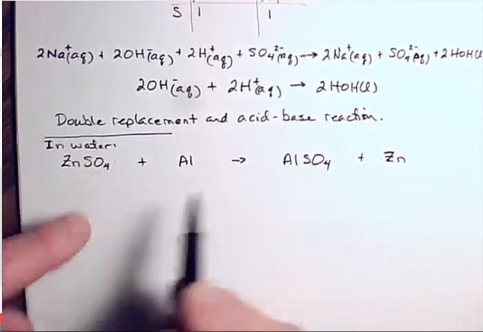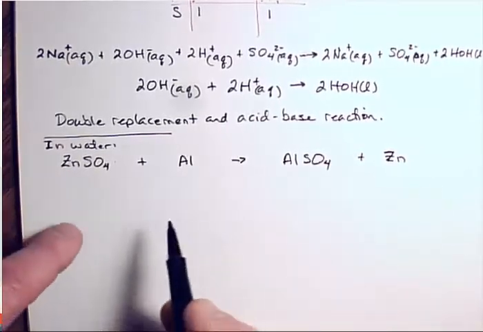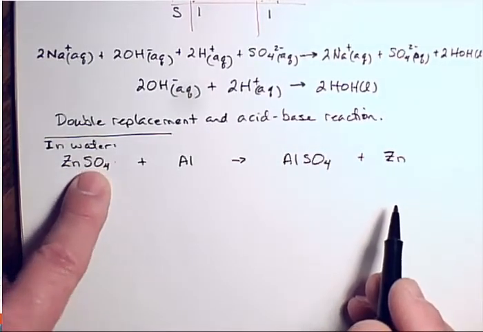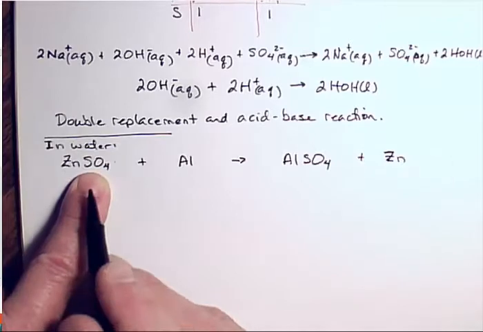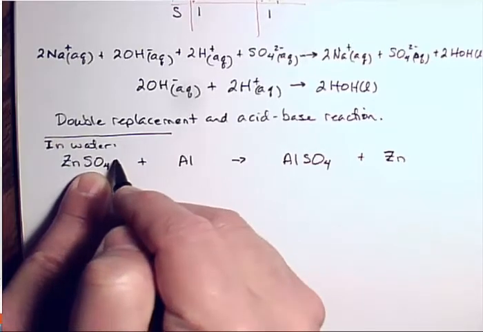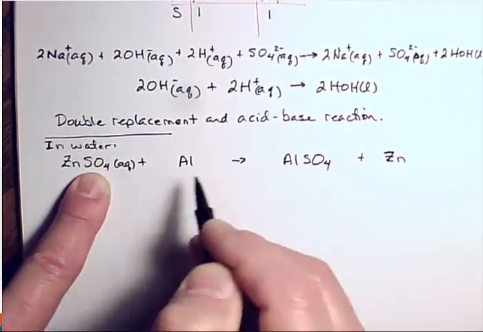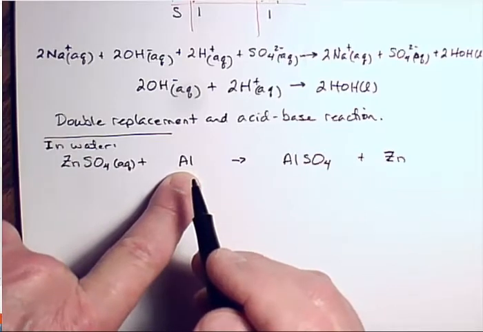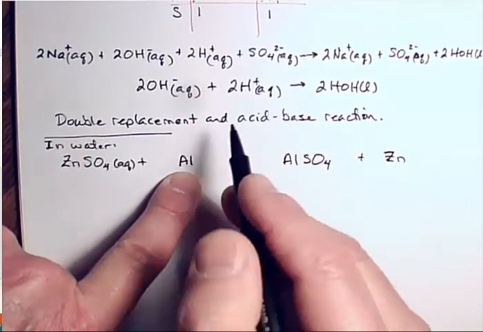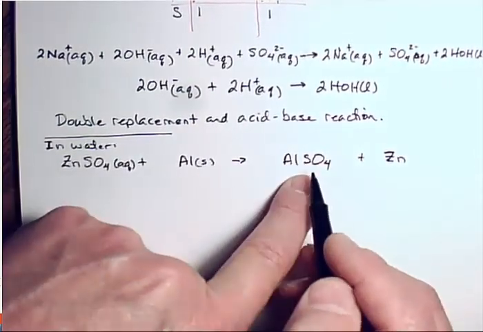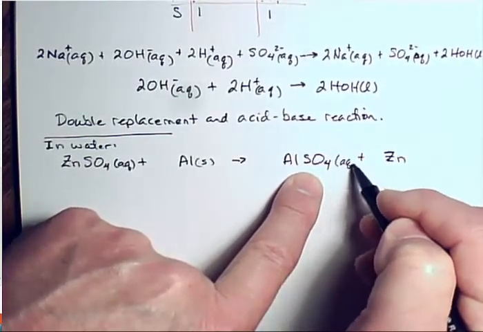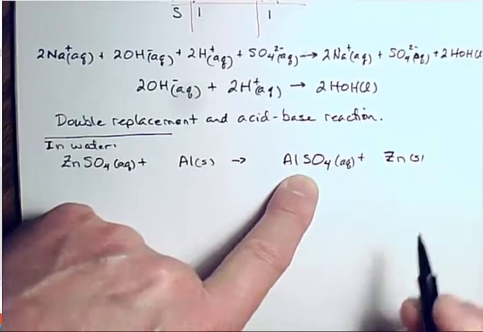All right, now we know we have a driving force here. We know we're going to have these products. We've got to figure out all the physical states. Sulfates are mostly soluble. There is no exception for zinc. So in water, a soluble compound is going to be aqueous. All metals, when they're by themselves, except for mercury, and there's one rare one which we won't deal with in here, are going to be solids. Sulfates, again, are mostly soluble. There's no exception for aluminum, so we'll say this is aqueous. And zinc, again, is a metal, and that's solid.